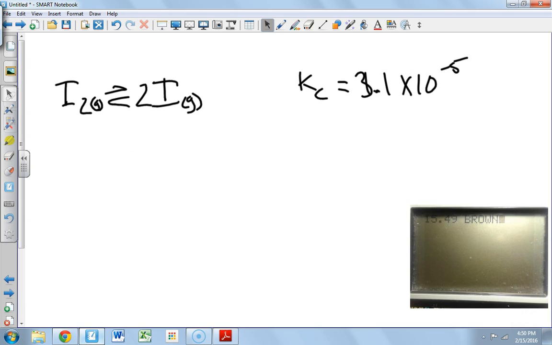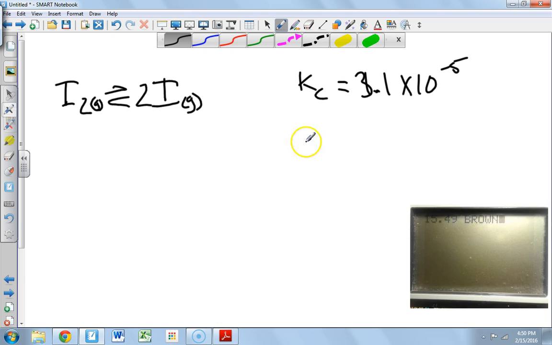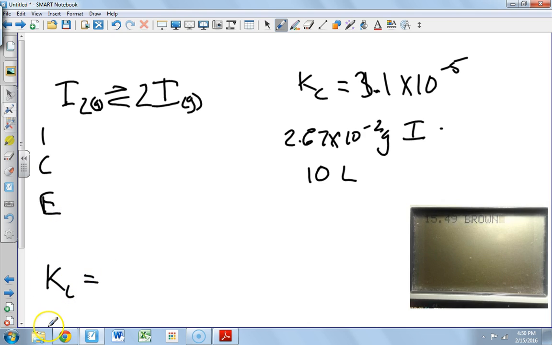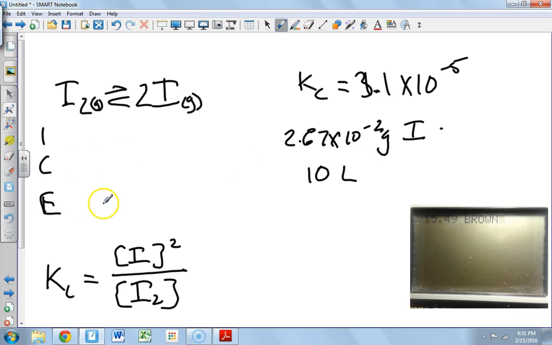So let's go back here. Given is 2.67 times 10 to the minus 2 grams of I, and it's in a 10-liter container. That information is going to give us the concentration. Once we have the concentration, remember, ICE, we can use the Kc to get us those conditions. That's going to be the concentration of I squared over I2. Once we figure out the value of I, we can then figure out the amount of I2.